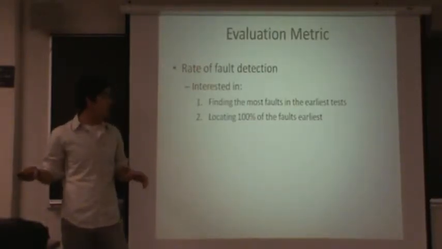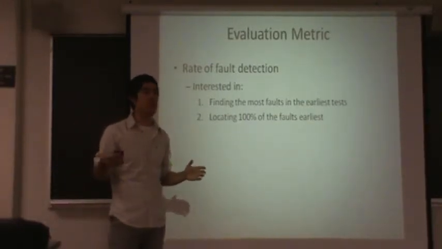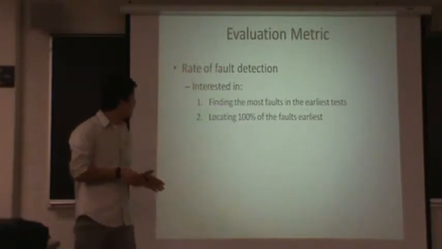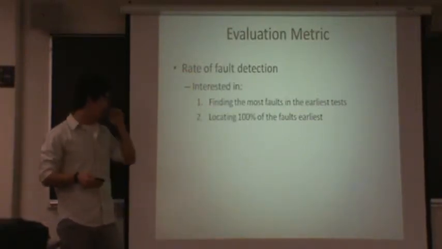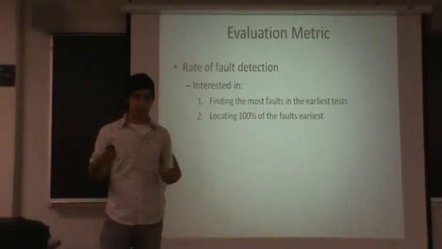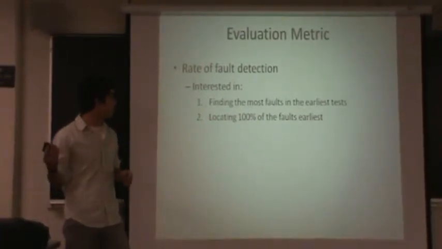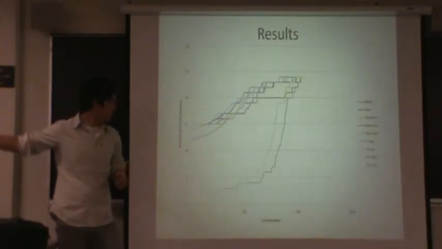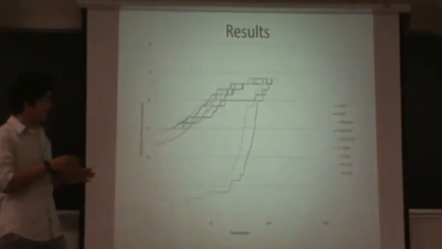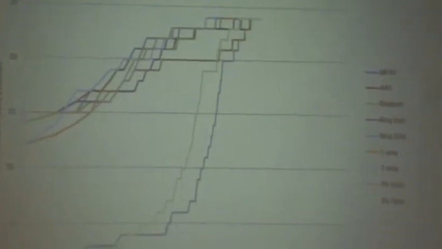The evaluation metric is rate of fault detection, which is the measure of how many faults are detected by a subset of the test suite. I was interested in, number one, finding the most faults in the earliest test cases, and number two, which methods located 100% of the faults earliest. And here's a graph of the detection of faults for each prioritization criteria over the entire test suite.